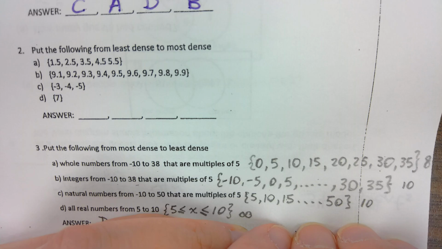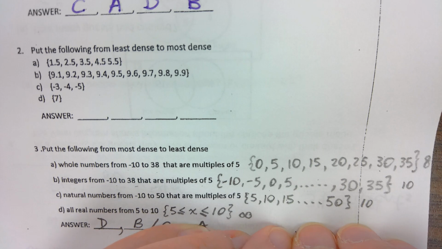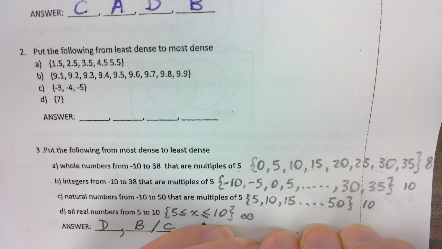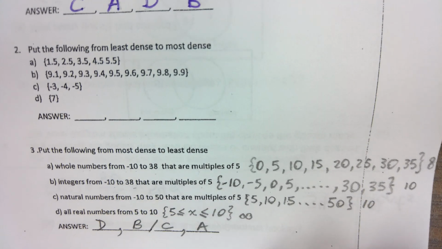Okay, so out of these sets, which one is the most dense? D, because you can have infinite number of numbers. Okay. And then it would be B and C because they both have 10 numbers. And then the least dense would be A because it only has 8.